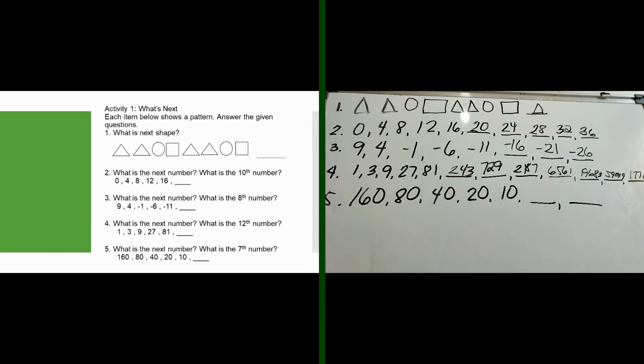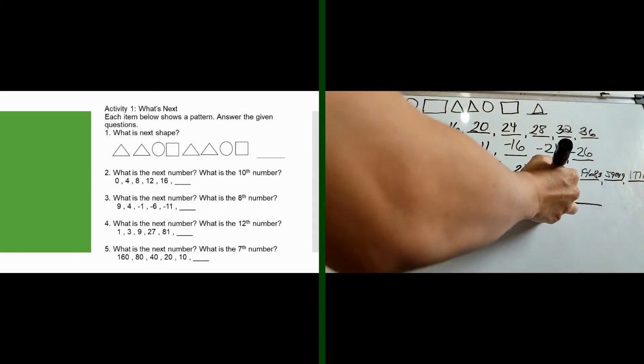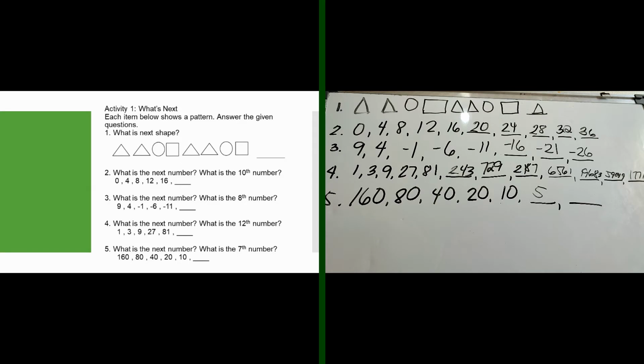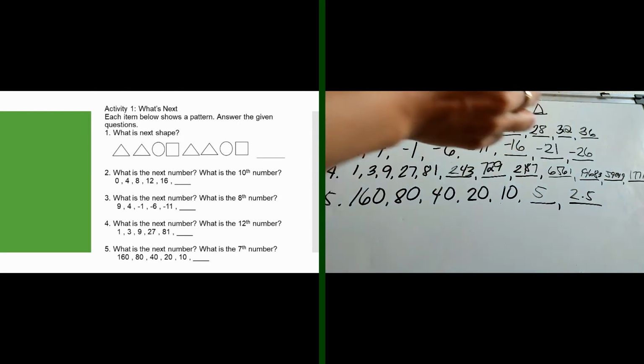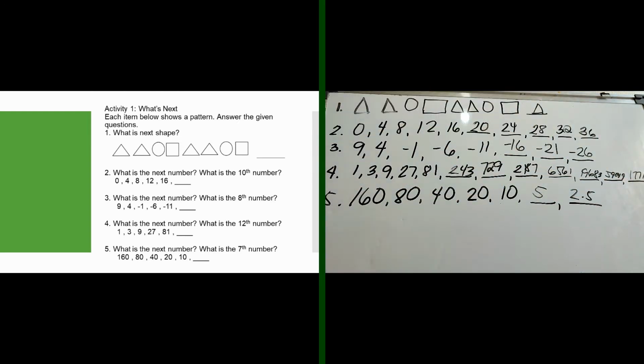And then for number 5, it is in decreasing order, so we can subtract in here, but you can take a look at 160. It was divided by 2, so we got 80. Divided by 2, 40, divided by 2, 20, then divided by 2 is 10. So we're going to divide it by 2, and you will get 5. If we're going to get the 7th number, 5 divided by 2 is 2.5, and that will serve as your final answer.